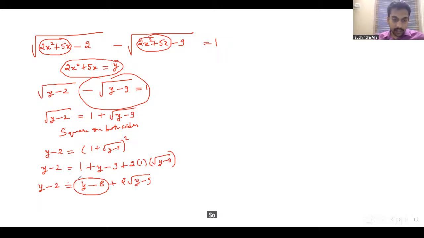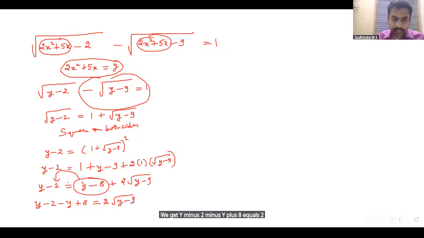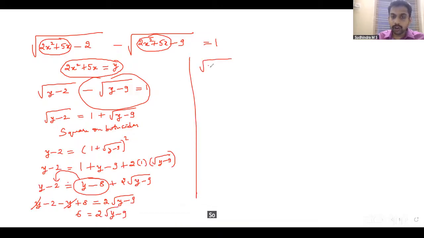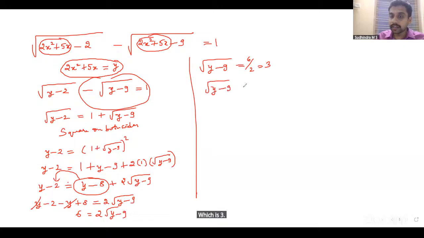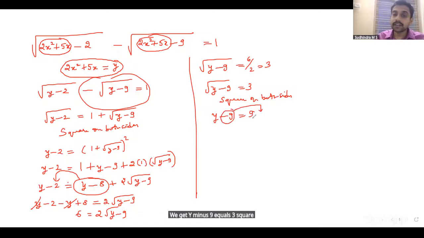Yes, sir. So can I send these two onto LHS? We get y minus 2 minus y plus 8 equals 2 times root y minus 9. Y and minus y get cancelled. 8 minus 2 is 6, equals 2 times root y minus 9. So square root of y minus 9 will be, if I send 2 the other side, 6 by 2, which is 3. Now square on both sides. We get y minus 9 equals 3 square, which is 9. Sending 9 the other side, y equals 9 plus 9, 18.